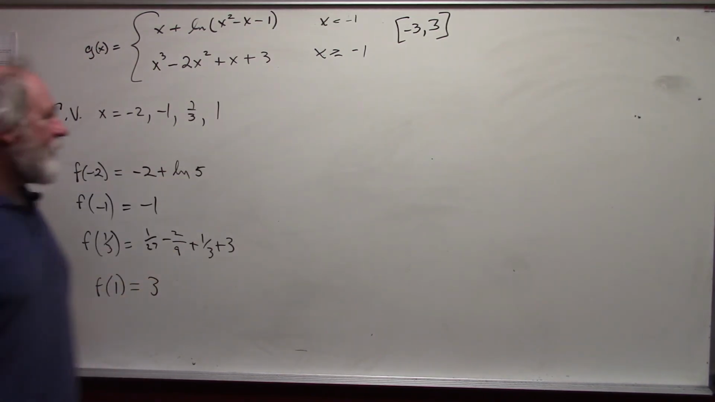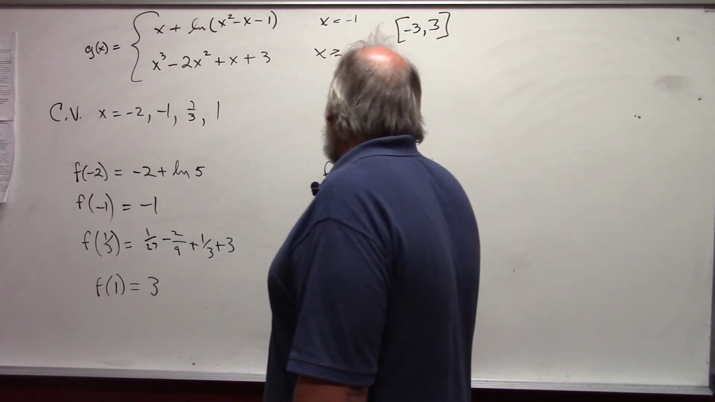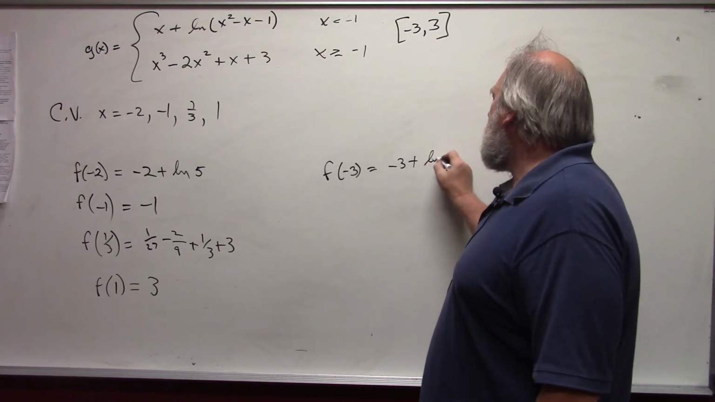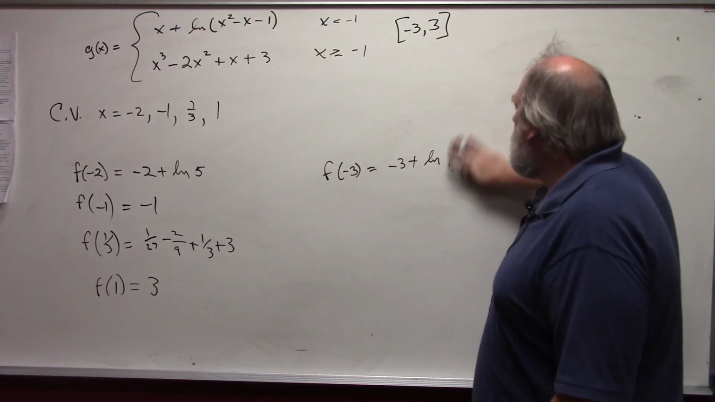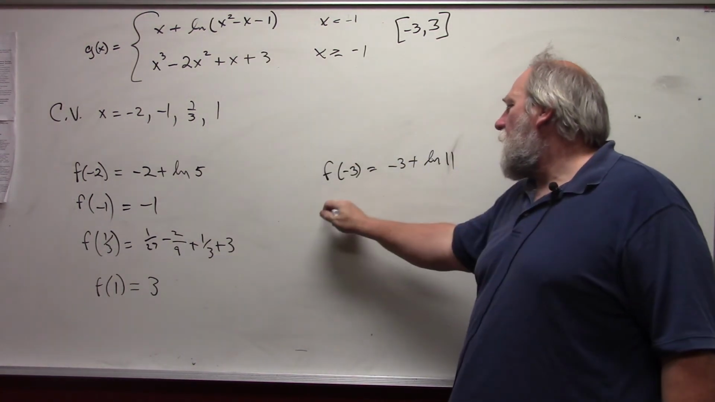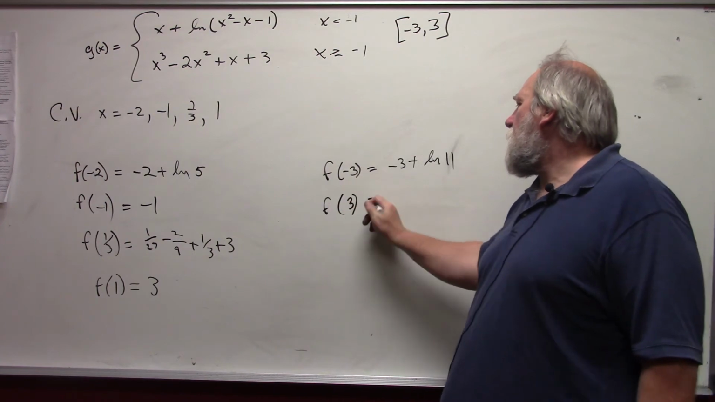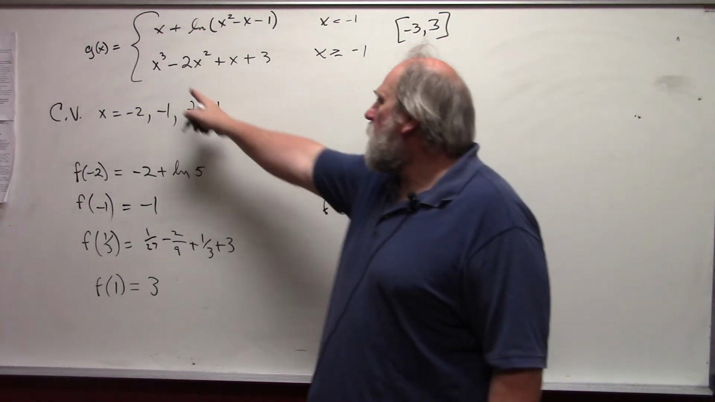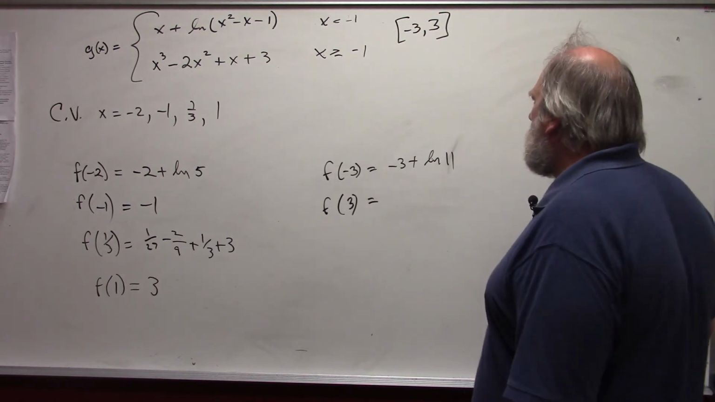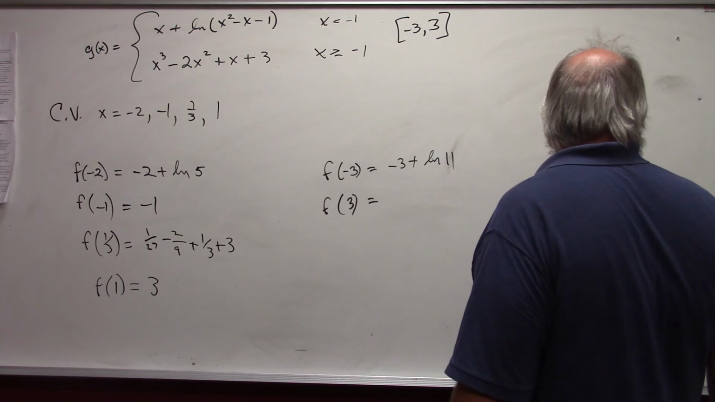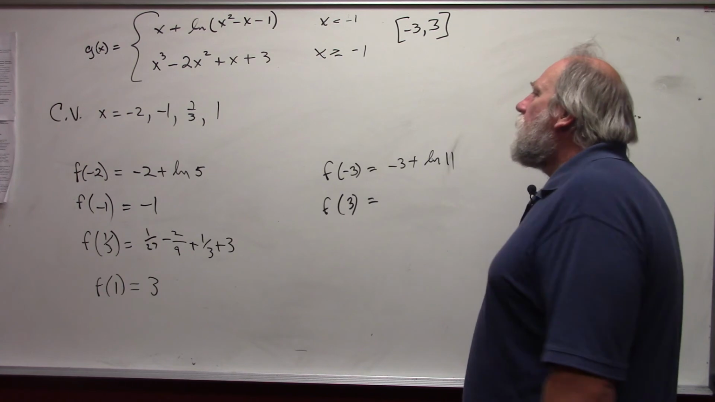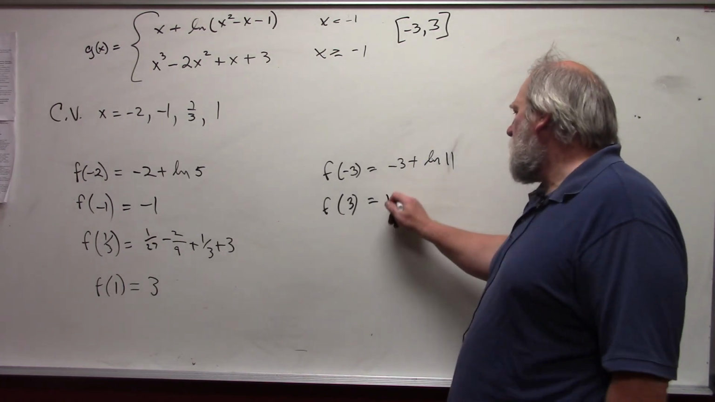We then need the endpoint values. f of negative 3, I'm using the top function again. Negative 3 plus the natural log of, let's see, 9, 12, minus 1 is 11. And f of positive 3 comes out to be, now I'm using the bottom, 27 minus 18 is 9, plus 3 is 12, plus 3 is 15.